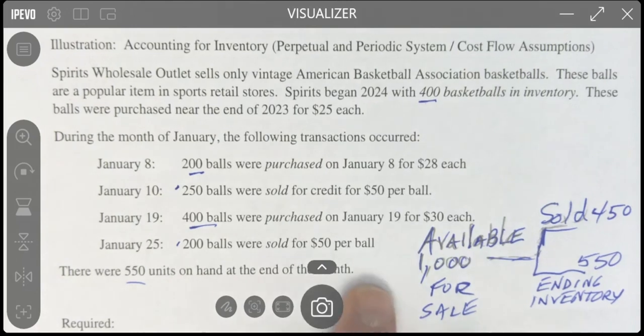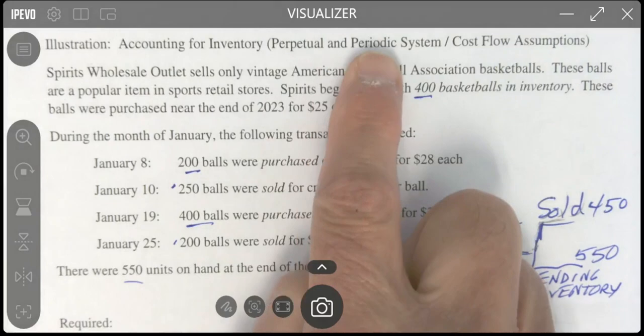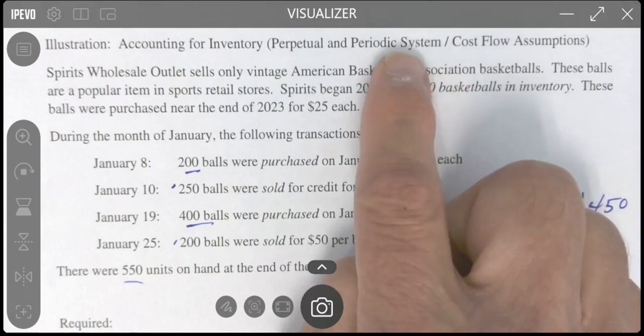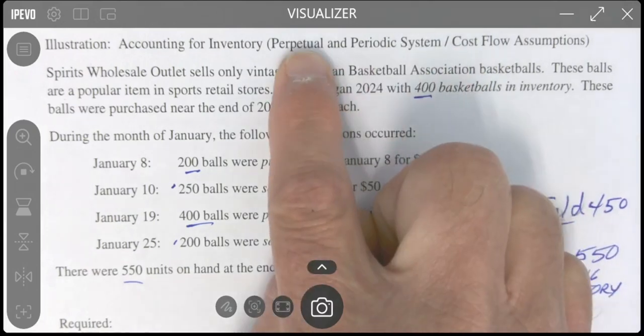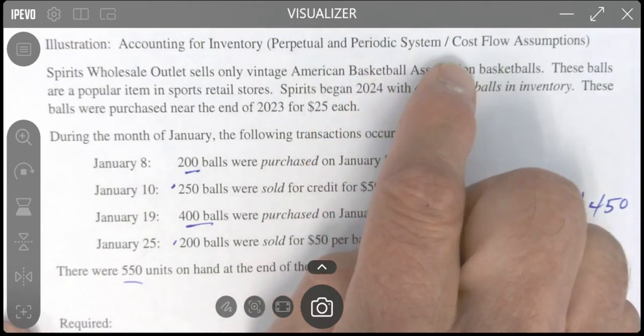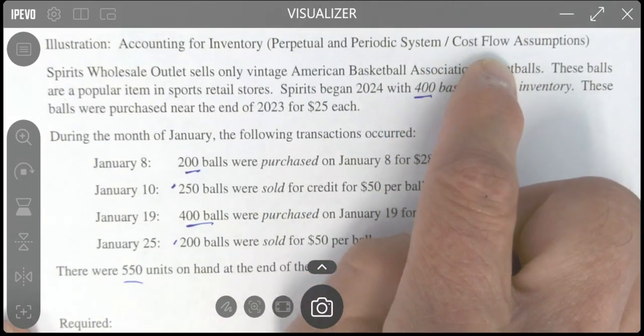Hi, welcome now to the video on the periodic inventory system with the LIFO cost flow assumption. This video follows on four others, the three using the perpetual inventory system, and then I've also done one with the periodic system using the FIFO cost flow assumption. Now we're going to do the LIFO cost flow assumption.